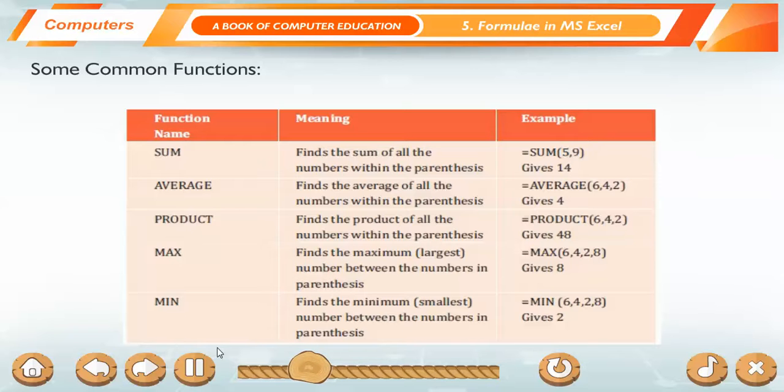Max. Finds the maximum, largest number between the numbers in the parenthesis. Equal to max, bracket open, 6, 4, 2, 8, bracket closed, gives 8. Min. Finds the minimum, smallest number between the numbers in parenthesis. Equal to min, bracket open, 6, 4, 2, 8, bracket closed, gives 2.